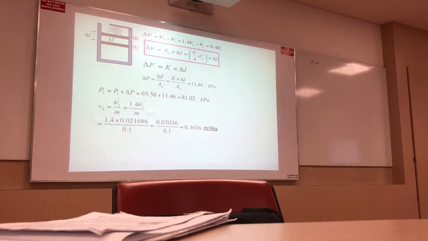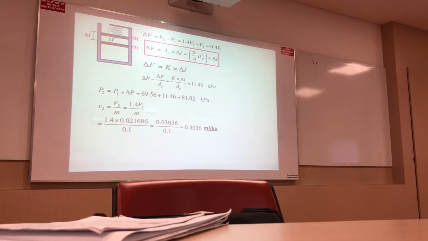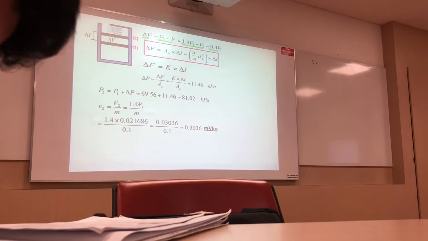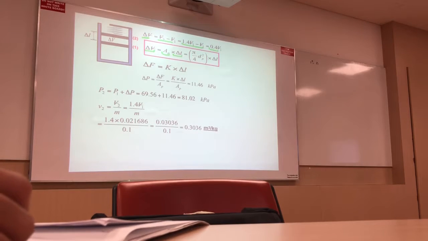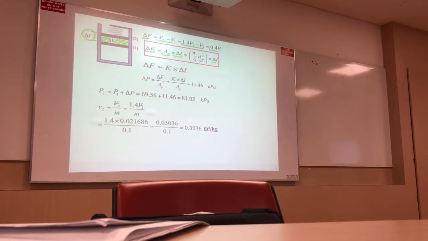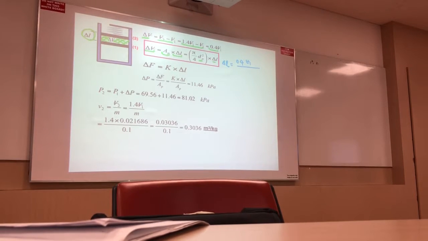All right. Then what is delta V? V2 minus V1, 1.4 V1 minus V1, 0.4 V1, right? So what is delta V? Delta V is area times delta L. What is area? Pi by 4 dp square times delta L. So this is delta L, and this indicates delta V, this volume. So I can write delta L becomes 0.4 V1 divided by pi by 4 dp square.